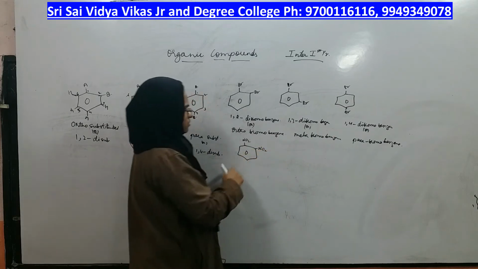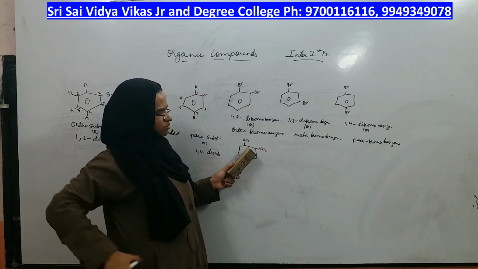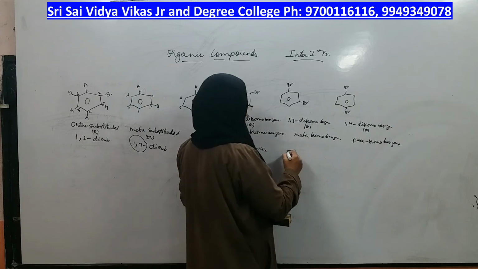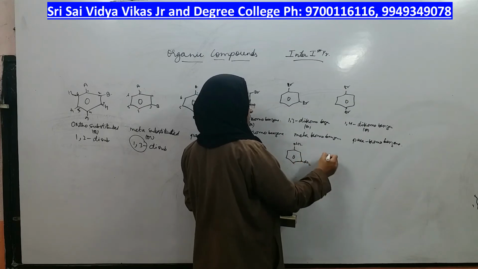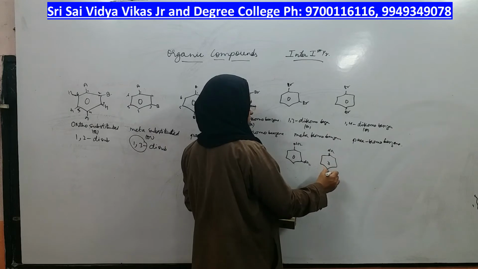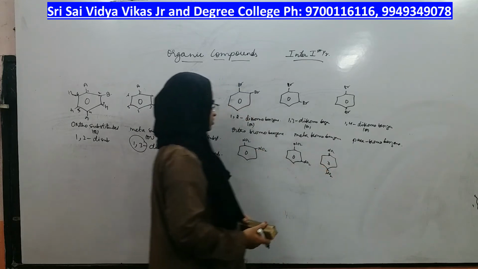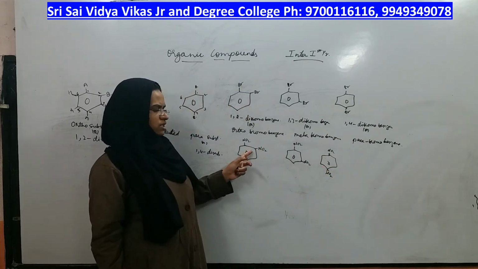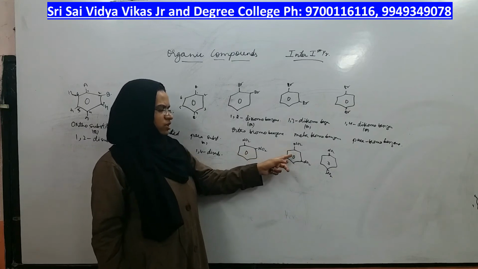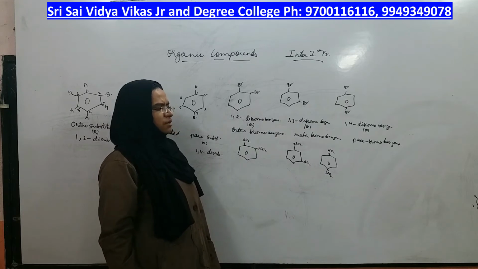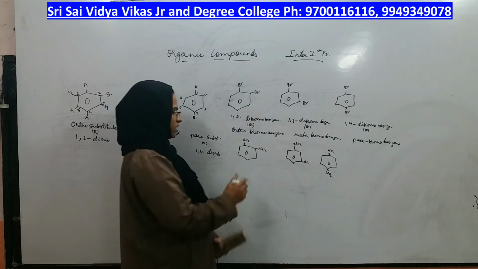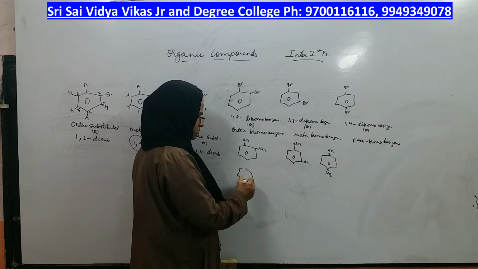What is the name of this compound? 1,2-dinitrobenzene. If it is meta, 1,3-dinitrobenzene. If it is para, 1,4-dinitrobenzene. What is the general name of 1,2-dinitro? Orthodinitrobenzene. Meta means 1,3, meaning metadinitrobenzene. 1,4 means paradinitrobenzene. Same way, now I will combine both.